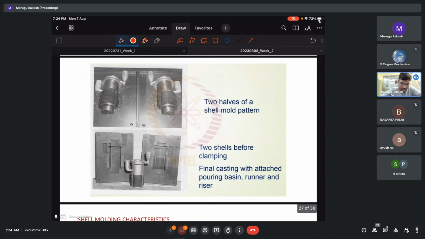So in this process you can see, this is a shell. This is a shell, two shell molds, and we have a design in this. We just enclose it in this fashion, and then we pour the casting and we open it. Okay, that is how two shells are used.